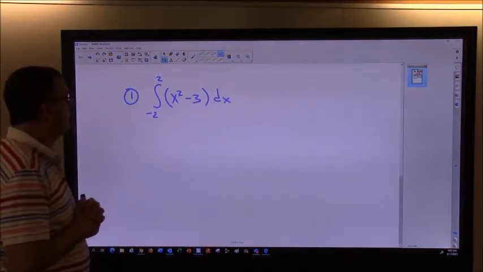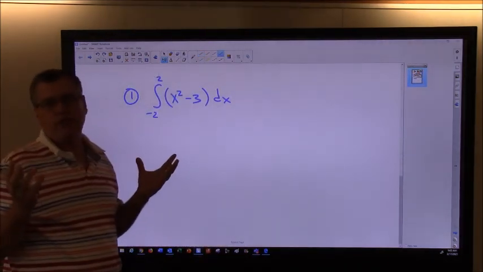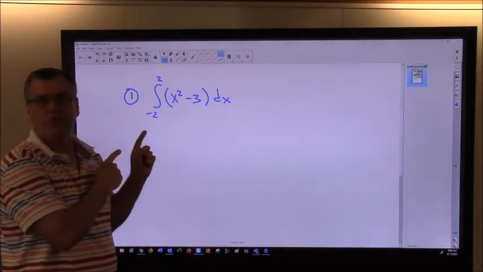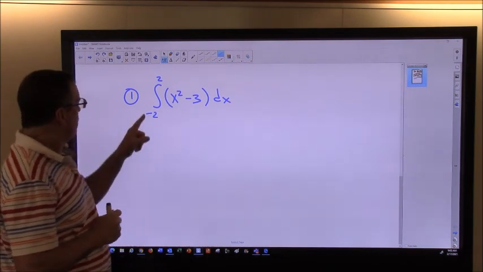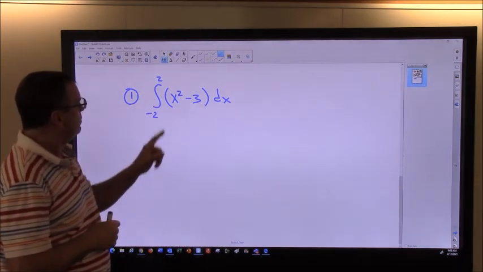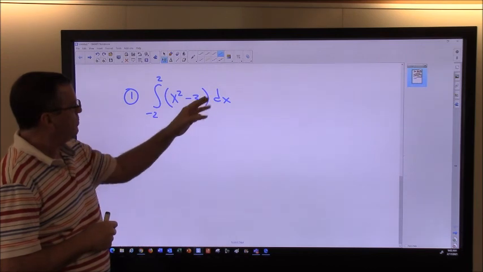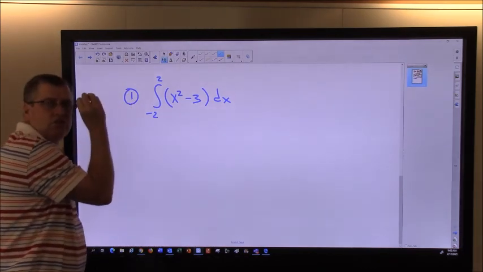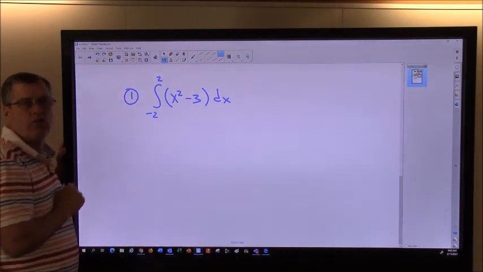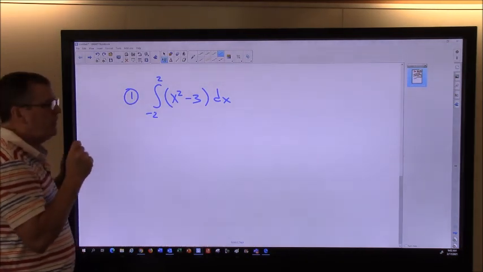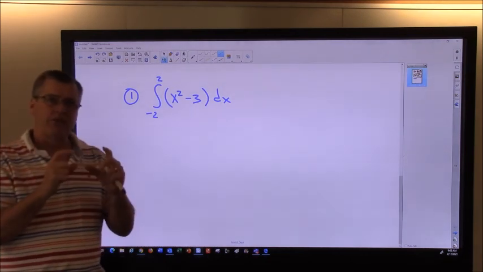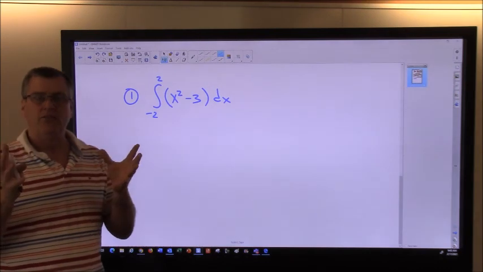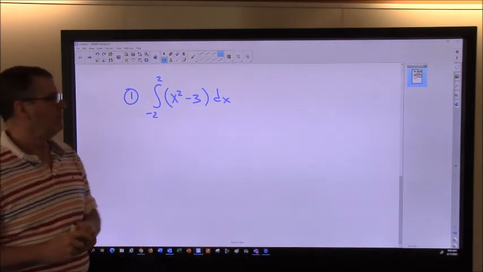All right, so just because we're saying that this is the big idea doesn't mean this is hard. This is actually a pretty easy problem. I'm doing the integral from -2 to 2 of x squared minus 3 dx. Now, this right here is just an integral problem, all right? We're just answering an integral. There's a difference between that and finding the area between the curve. And today, we're just evaluating an integral.